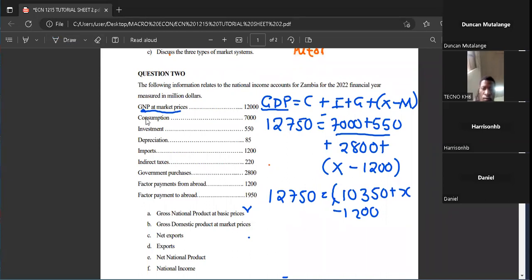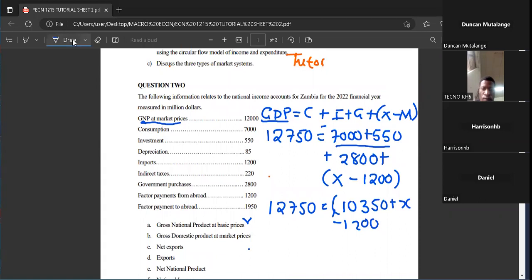So the 12,750 will be equal to this 9,150 plus the X, right? To find X, this one comes to the other side. So it will just be 12,750 minus 9,150. This will be 3,600. So our exports are equal to what?